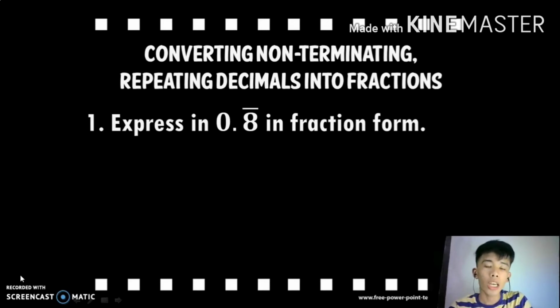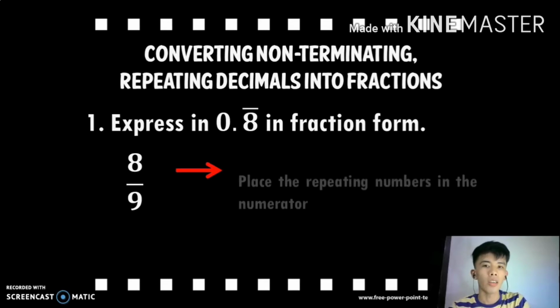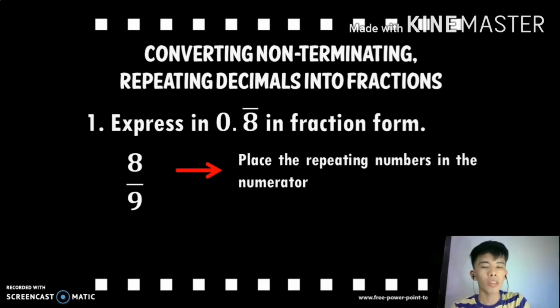Next. Halimbawa, tulad dyan, 8 yung ating nauulit na number kasi siya yung may guhit sa ibabaw. Kaya ang ilalagay lang natin is ang kanyang fraction form, gagamit tayo ng 9. So, 8 over 9. Kapag non-terminating, 9 ang gagamitin, hindi power of 10. Okay. Yan. Place the repeating numbers in the numerator. So, what is the repeating number? So, the repeating number is 8.